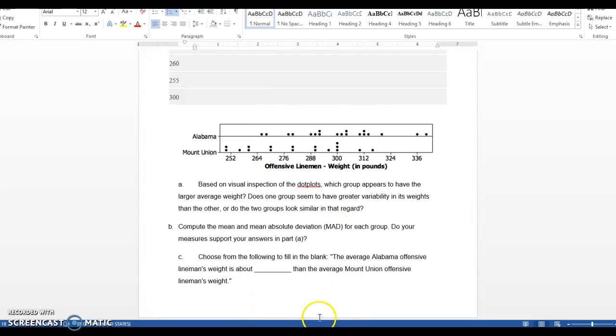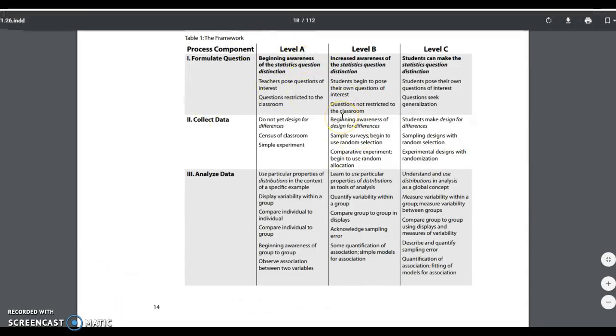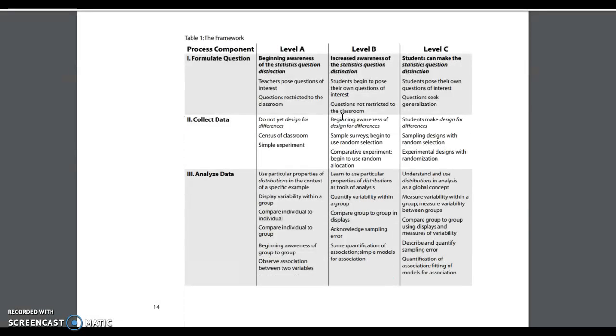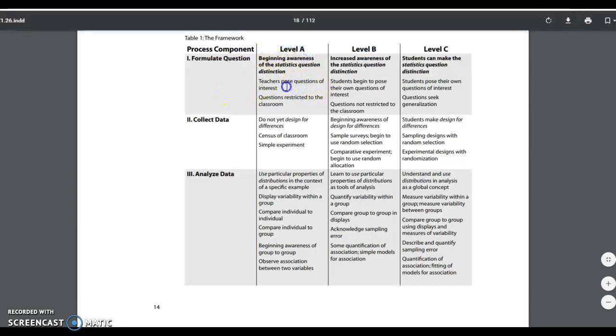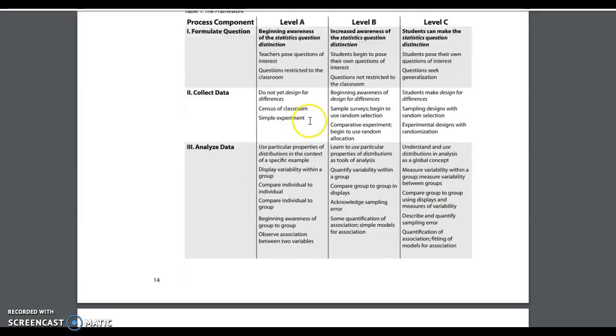Now, to analyze this task, I decided to pull up this chart that we used from our reading, I believe it was the Gabriel reading. Hopefully I said that right. So formulating questions is typically a level A, as the teacher posed the question of interest. So this is something that was directed to the students as they followed it. Collecting data as well, the data was given, so it was pretty much a simple experiment.